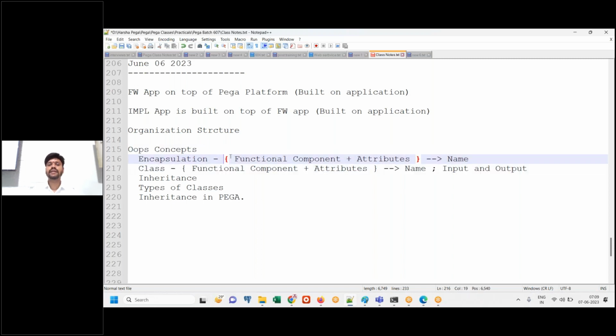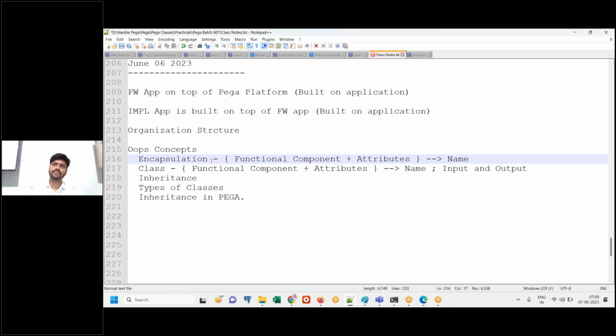Encapsulation is like grouping of functional components and attributes together, and for this group you are going to provide a name. Yesterday I explained encapsulation in detail. Examples also I told you. Laptop is an encapsulated unit. Its name is laptop. It has so many functional components, processor, RAM and all. And attributes are like RAM size, hard disk size.